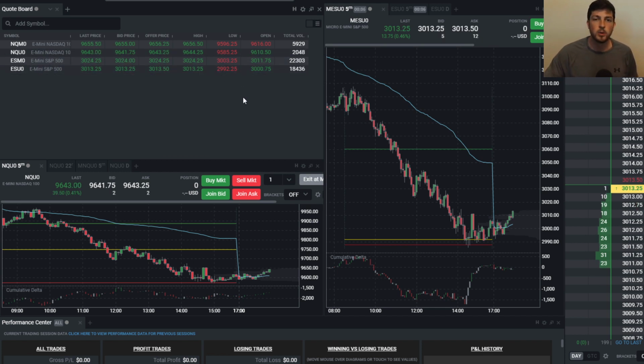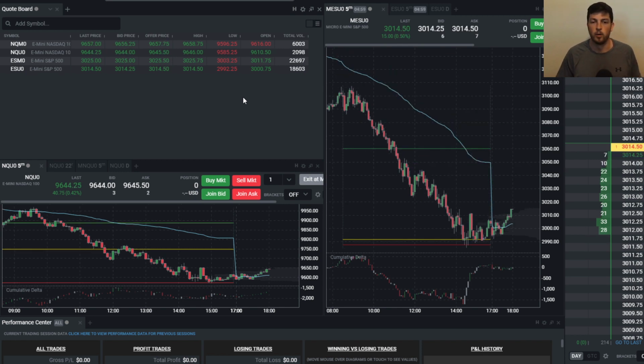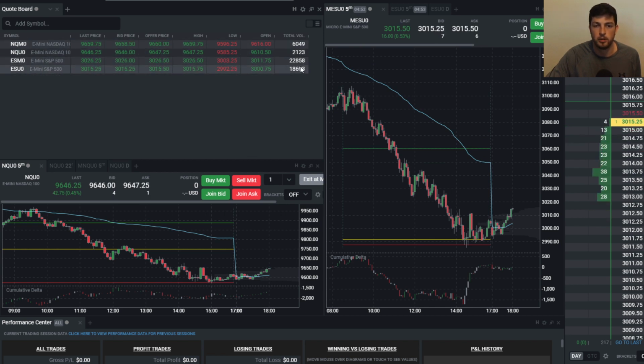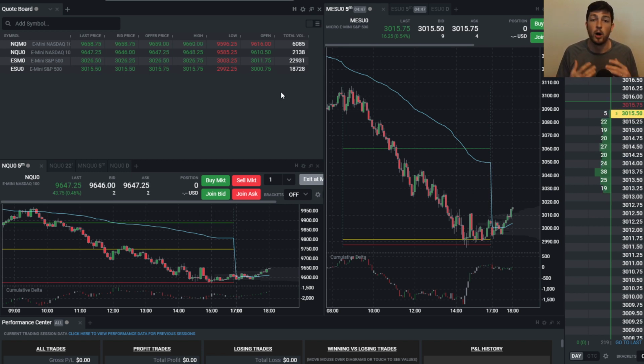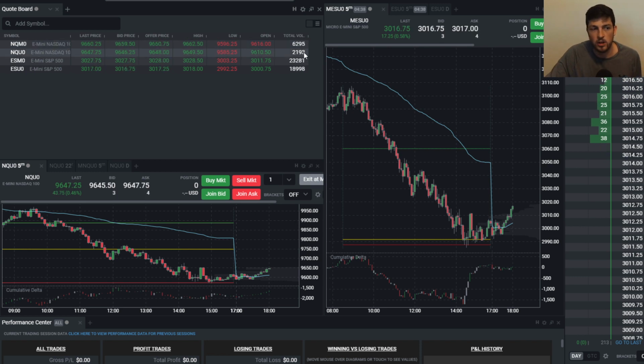As we get closer to the roll, and as tonight, June 11th, we're rolling contracts, you'll see that the volume is starting to distribute between the two contracts. It's a natural progression because everyone has to do it at some point. But you always want to be trading the contract with the most volume. So for right now, we can see on the Nasdaq, the M contract has 6,000 volume. The U contract has 2,100 volume. So you still want to be trading the M contract.